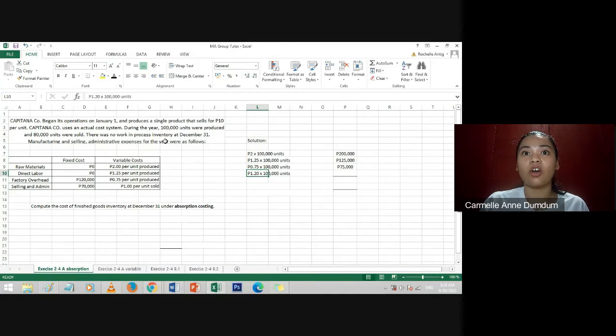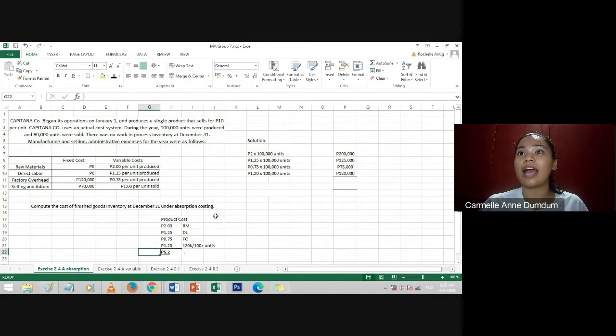Next is our fixed factory overhead, in which we are already given 120,000. It's a fixed cost. So we divide 120,000 by 100,000, which is the units produced, and in this we will get the cost per unit of 1.2 or 1 peso and 20 centavos. So when we add all the per unit costs, 2 pesos, 1 peso and 25 cents, 75 cents, and 1 peso and 20 cents, we will get 5 pesos and 20 cents or 5.2.